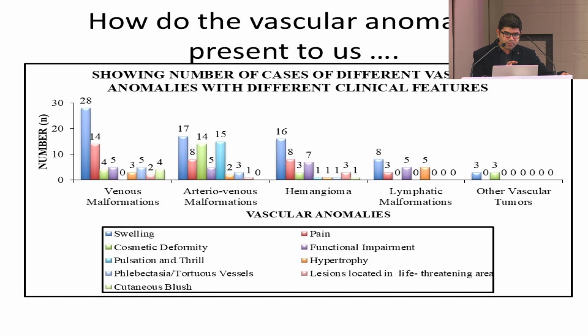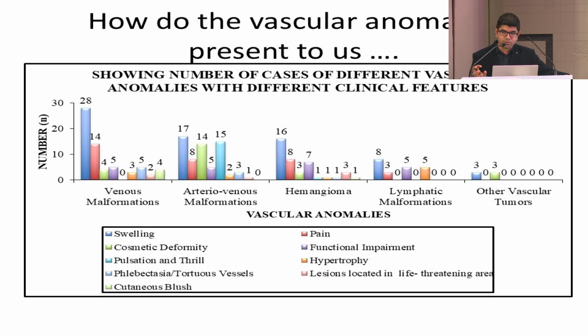This was my thesis also, so I have taken a few slides from my thesis showing that swelling is more common with venous malformation. The patient usually comes with pain, swelling, cosmetic deformity, or maybe phlebectasia or tortuous vessels and hypertrophy. AVMs usually present with cosmetic deformity, blush and hypertrophy, swelling, and there are pulsations and thrill.